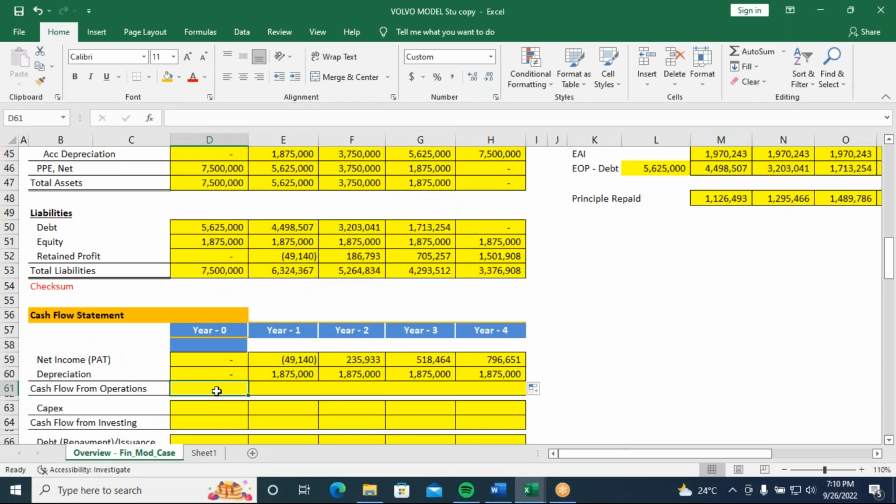Then cash flow statement is equal to sum of, open the parenthesis, net income plus depreciation.